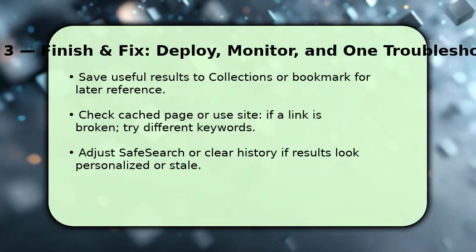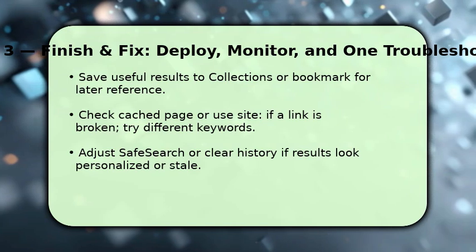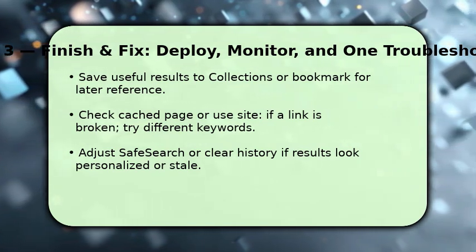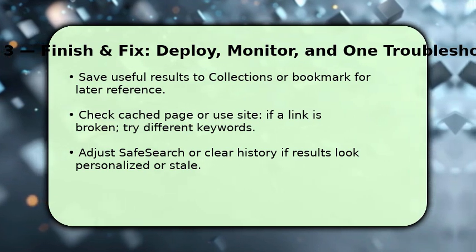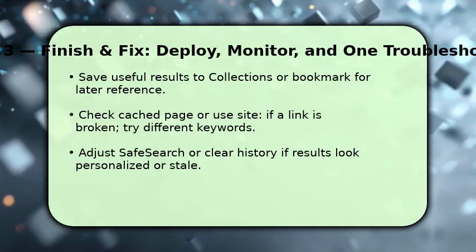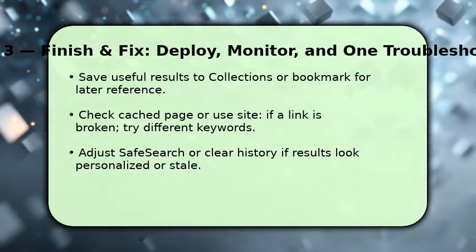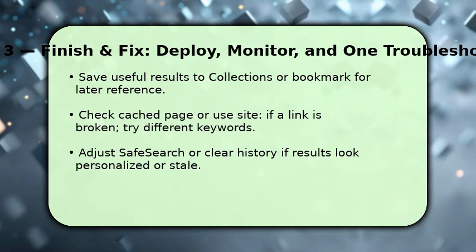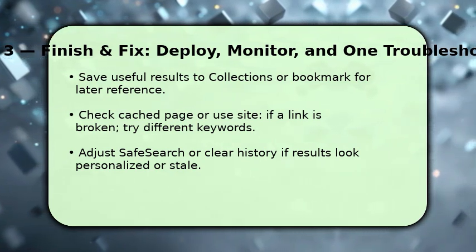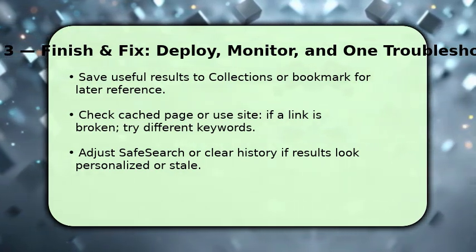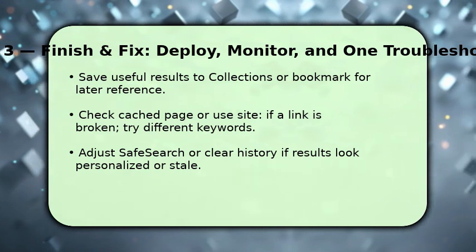them so you can return quickly. If a link fails, use the cached version or search site:domain to bypass navigation issues. Also try broader or alternative keywords. Make sure safe search and region settings match your intent and clear history if suggestions feel stale. If results still look off, reload, try another browser, or restart the app. These simple steps often fix search glitches.